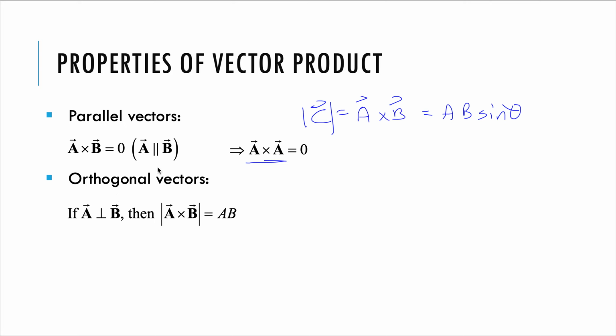However, when you have orthogonal or perpendicular vectors, then their cross product is going to be AB, which is the maximum possible value for the cross product, right? Remember that the value of sine of theta is equal to 1 or less. So this is the maximum value when you have sine of 90, which is equal to 1. And when they're parallel, you have the minimum value when sine of 0 is 0.